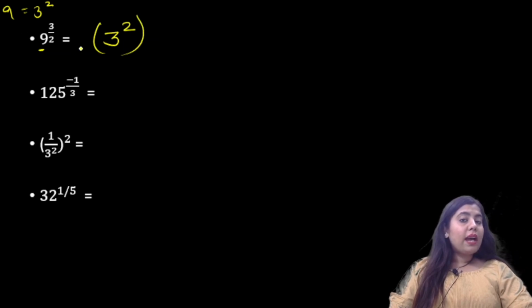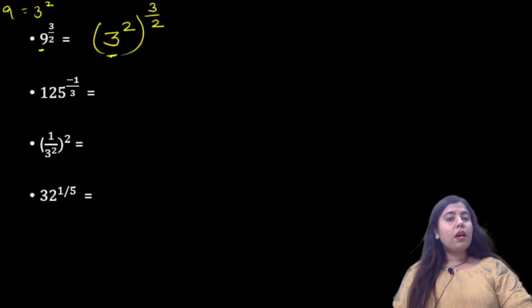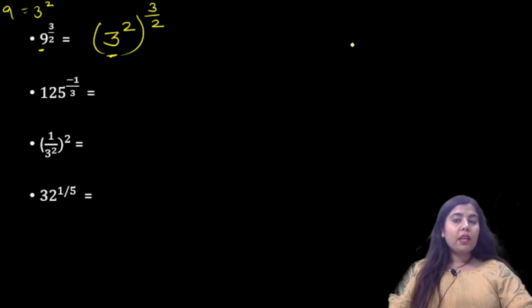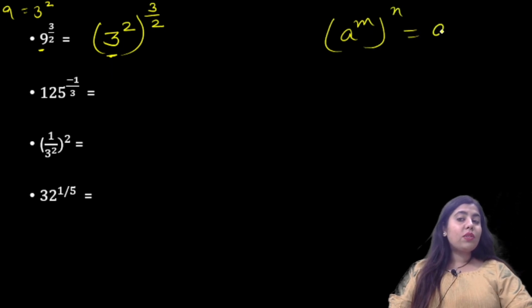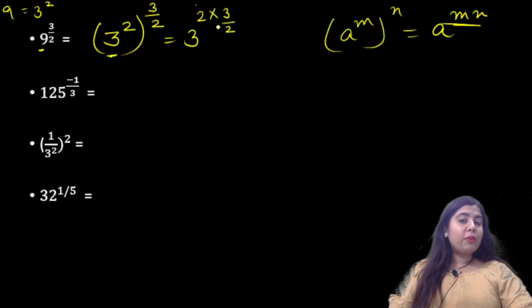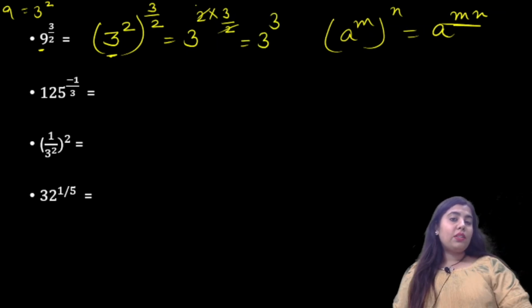Now that 9 raised to the power 3 by 2, so it is also 9, this raised to the power 3 by 2. Now it is of type a raised to the power m, raised to the power n, and that is equal to a raised to the power mn. We have to multiply the powers. So it is equal to 3 raised to the power 2 multiply 3 by 2. Now see, here 2 is in the numerator and here it is in the denominator, so they can get cancelled out. So it is equal to 3 raised to the power 3.